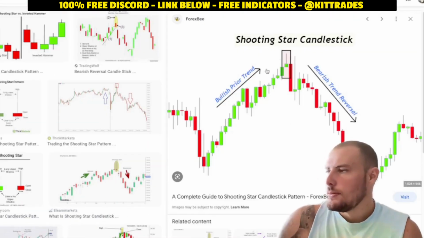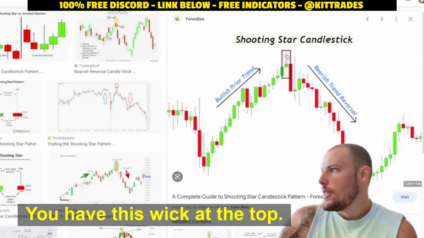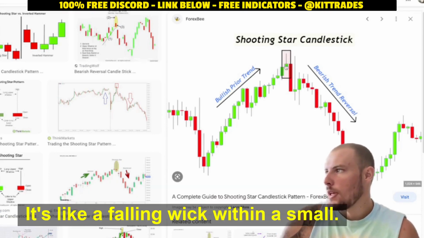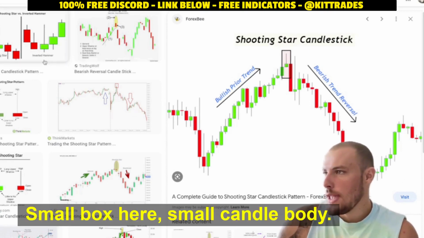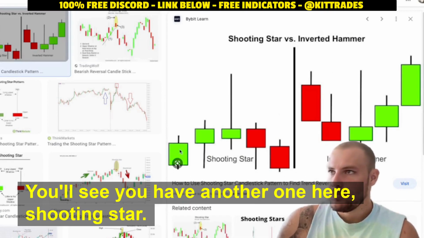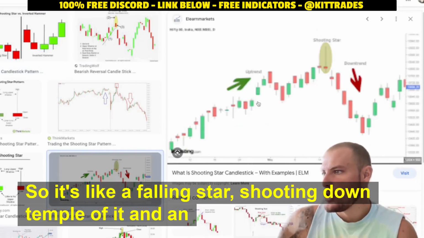So here's a shooting star pattern, a candlestick pattern. You have this wick at the top, like a falling wick with a small candle body. You'll see you have another one here, a shooting star. It's like a falling star, it's shooting down.